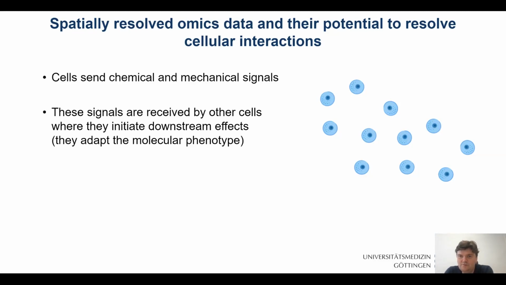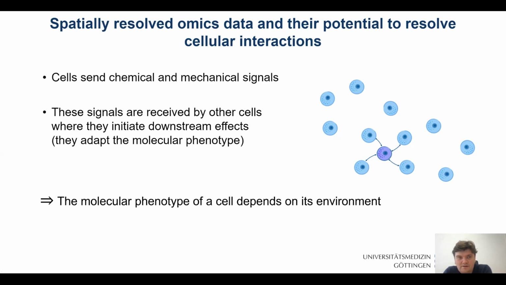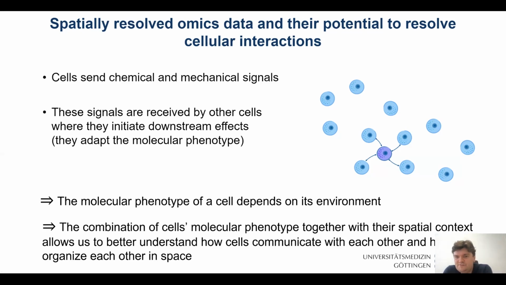And that basically finally leads to the cell adapting its molecular phenotype. In other words, if I put, for instance, an additional cell here, so I added this dark cell, this cell might look different than in isolation. And that's simply because cells talk to each other. In other words, the molecular phenotype of a cell depends on its environment. And even more, that means the combination of cells' molecular phenotype together with the spatial context allows us to better understand how cells communicate with each other and how they organize in space. And that's what we try to estimate.